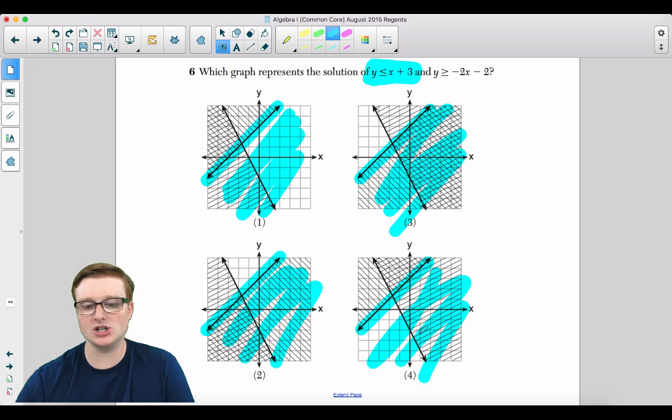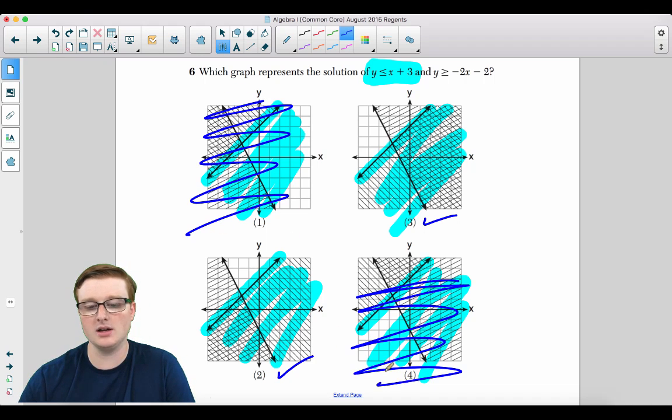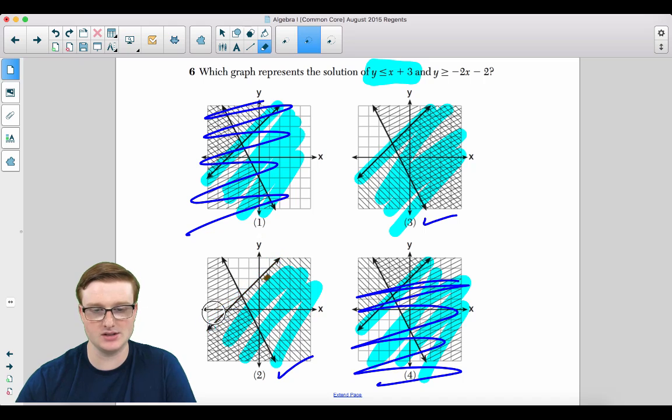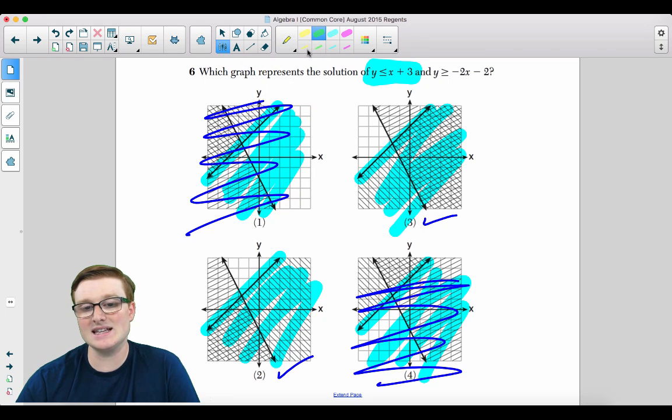Now, the only choice that shows that so far, or the only 2 choices that show it so far, is choice 3 and choice 2. So it cannot be choices 1 or 4, so you have to get rid of those answers. Now, for the second one, actually, I'm going to leave that there. For the second line, it shows y is greater than or equal to negative 2x minus 2. So again, these lines here resemble that.